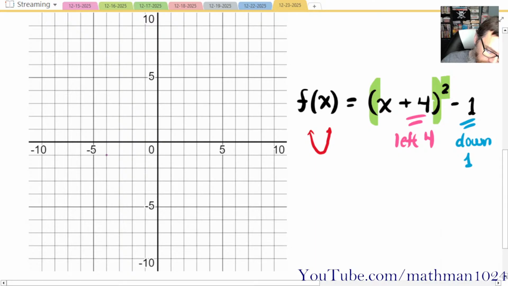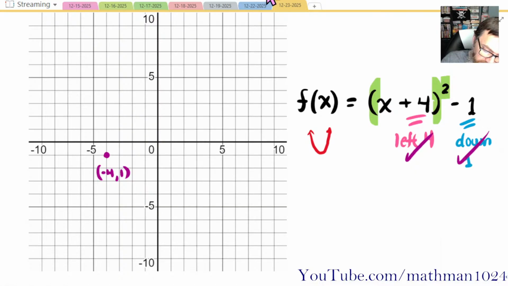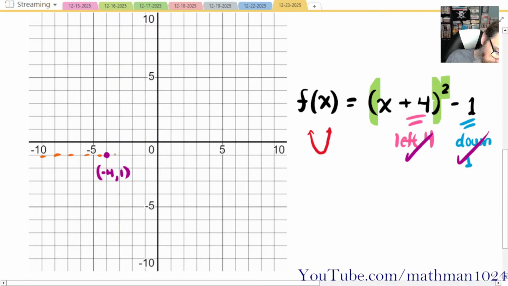So left 4 and down 1 puts me right here at the ordered pair (-4, 1). Now, as soon as I have that plotted, I don't need to worry about the left 4 and down 1 anymore. I'm going to see this as my new origin, and I'm dashing out basically a new x-axis and a new y-axis. So that's my 0, 1, 2, 3, and so on.